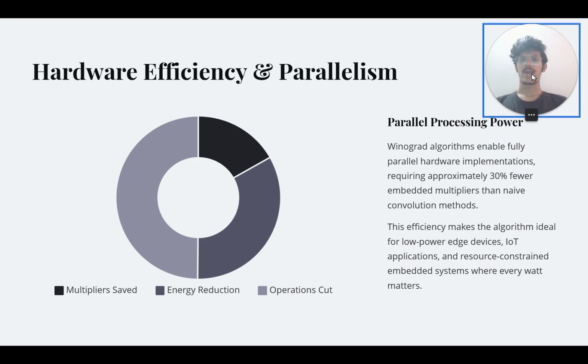So let's come to the hardware efficiency and parallelism part. The parallel processing power of the Winograd algorithm is huge because it enables parallel hardware implementation and hence requires just 30% fewer multipliers, as shown by this pie chart. It saves 30% multipliers, basically the multiplication cost, a huge energy reduction, and it cuts operation cost. Because of this efficiency, this algorithm is ideal for low power edge devices, IoT applications, and resource constrained embedded systems where every watt matters.